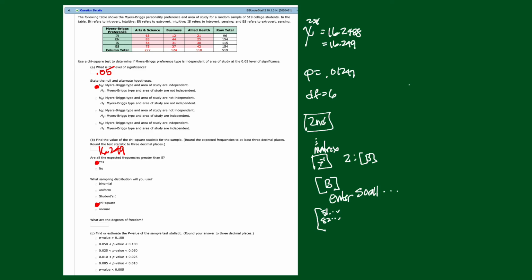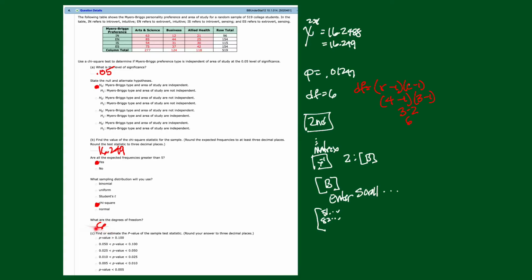What are the degrees of freedom? Well, the calculator told us it was 6. Now, the degrees of freedom you get by doing this. Degrees of freedom is equal to the number of rows times the number of columns. Not quite. It's the number of rows minus 1 times the number of columns minus 1. Now we have 4 rows minus 1, 3 columns minus 1, so we have 3 times 2. That's where the 6 comes from.